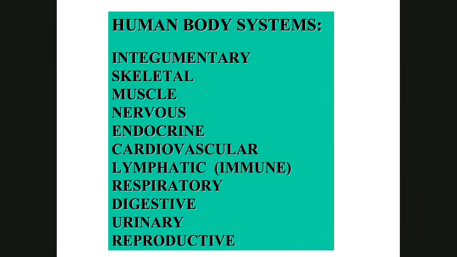Next slide shows you a list of the systems. All of them obviously have to work to keep you alive. The only one that really isn't necessary for absolute life is the reproductive system, because that's the one that you just use to make the next generation. But all the rest of them have to work perfectly together as a giant team to become you, to make you work the way you do. You can take a look at those on your own, what they are. Just make sure you know what your 11 systems are.